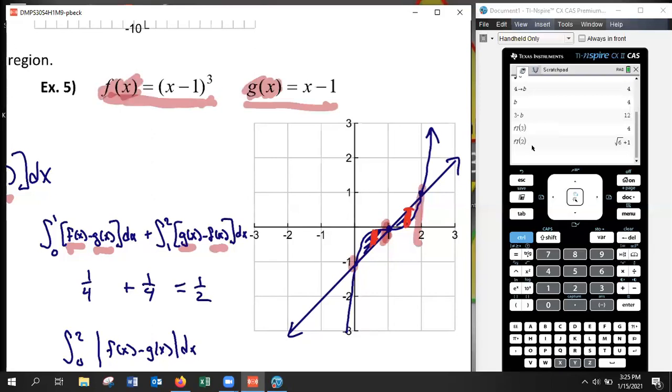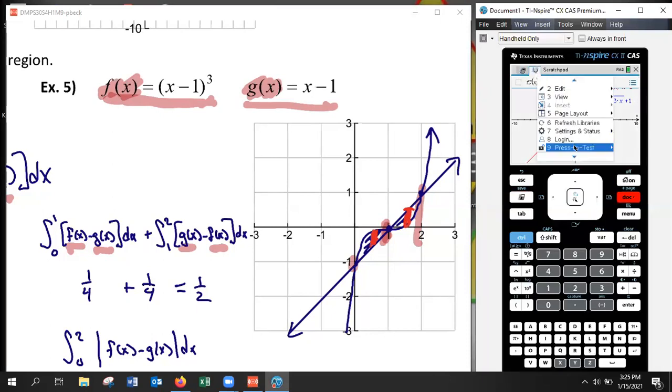So anyway, I did plug these into the calculator. Let me go ahead and actually type those in for us. Let's do a quick doc B. Doc B clears the scratch pad. That way I can just type it in fresh. So f of x is x minus 1 to the third power. Enter. f2 of x is x minus 1. So there are my two functions.